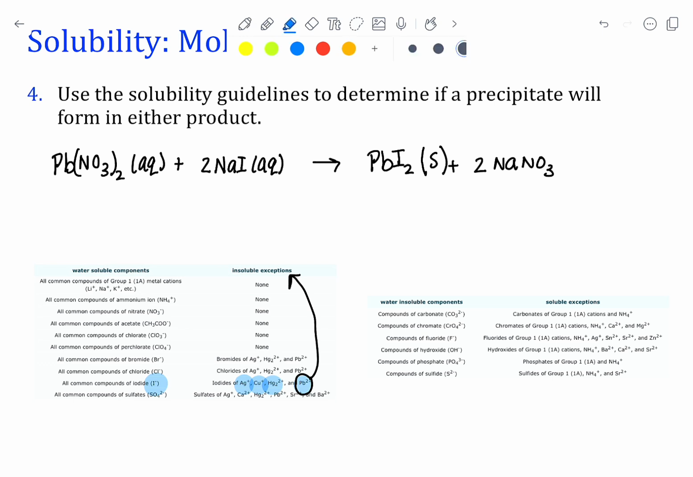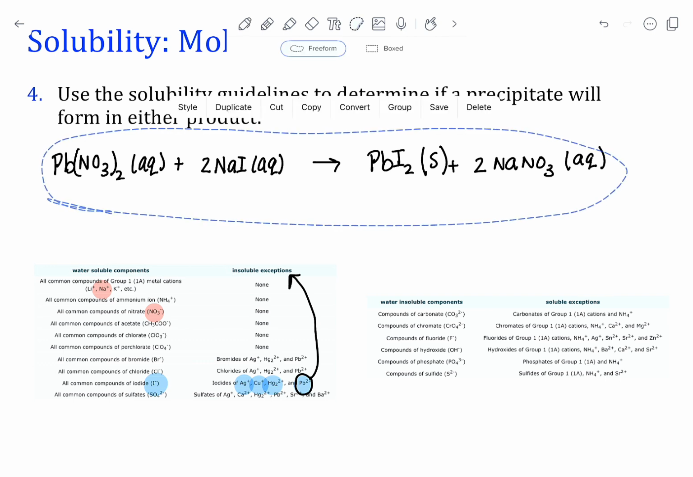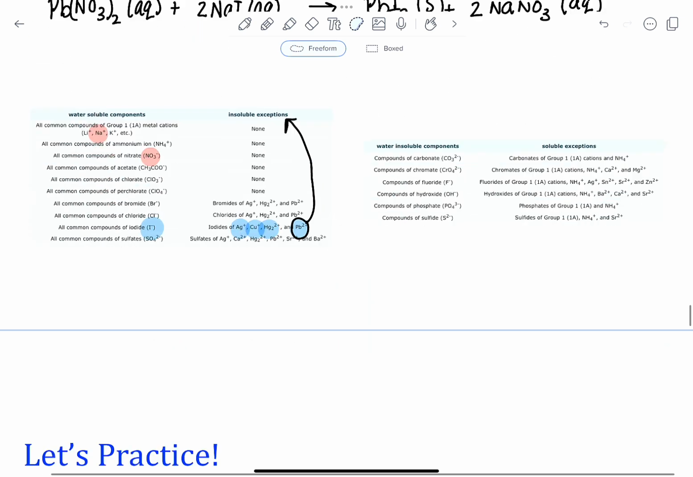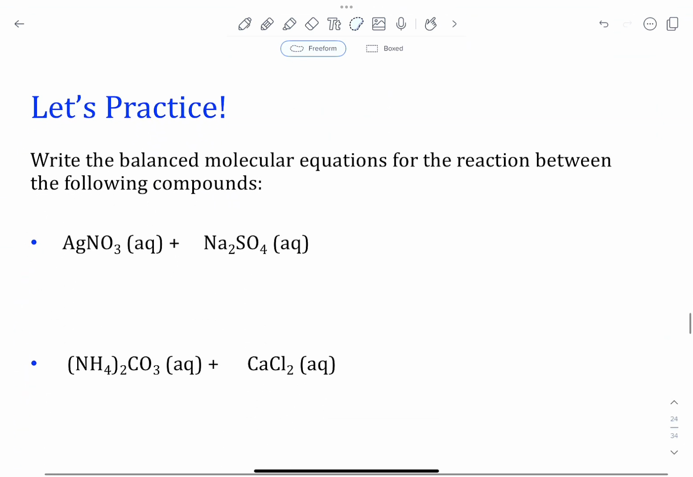We can next look at sodium nitrate. We know nitrate is always soluble, and so is sodium. So we have two soluble components in there. So sodium nitrate is not going to form a solid, so this gets the AQ notation because it is remaining as its ions in solution. Okay, I'm going to copy this because we're going to need this for later. So let's continue to practice this.